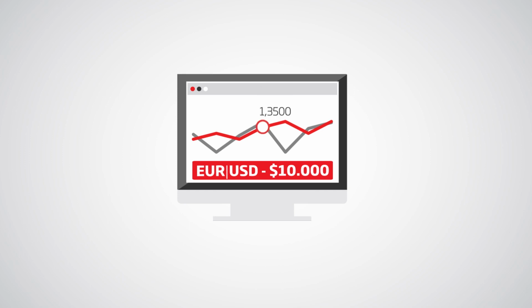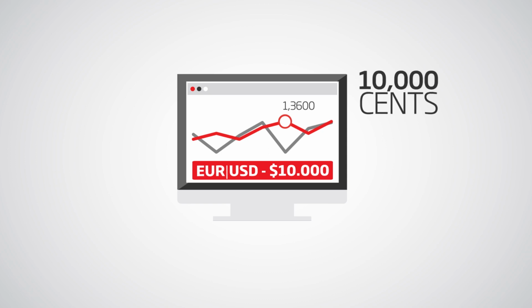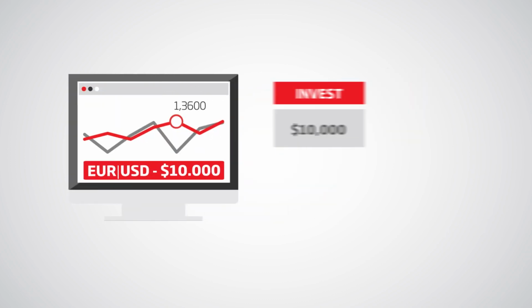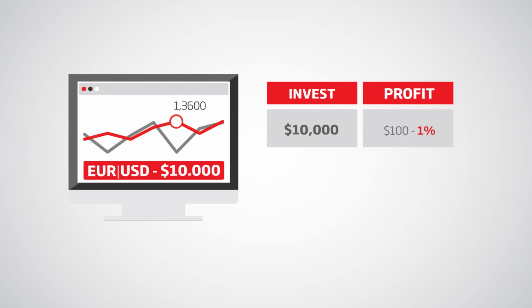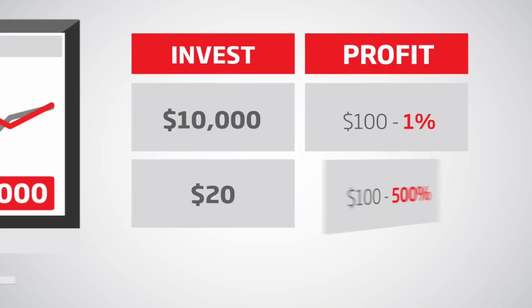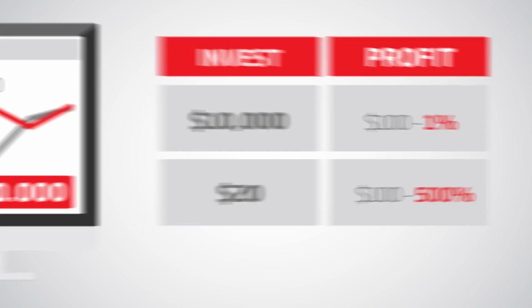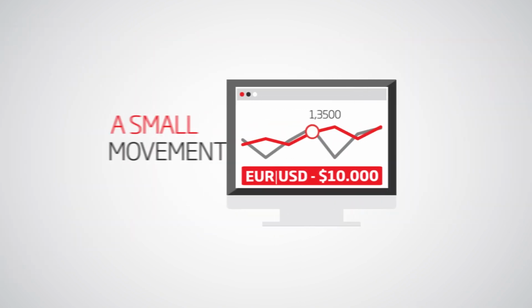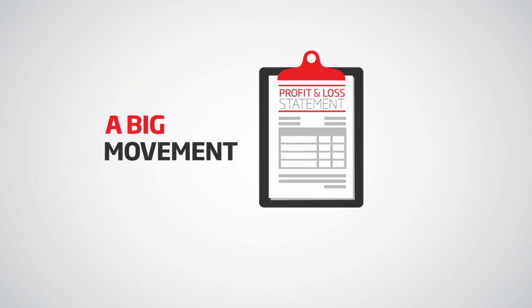Let's say Euro USD goes to 136. For every dollar you've invested, you'll make 1 cent. So that's 10,000 cents or $100. If you put up the whole $10,000, then your $100 profit would be 1%. But if you only put $20 margin to begin with, then your profit would be 500%. That's much higher relative to the amount invested. That's why it's called leverage. A small movement in your position makes for a big movement in your profit or loss statement.